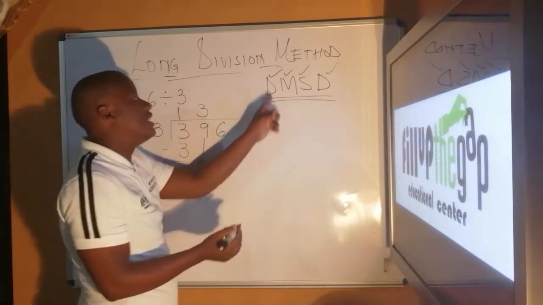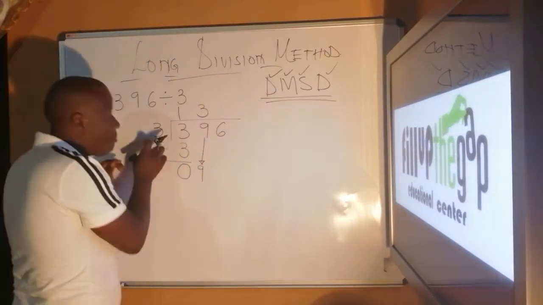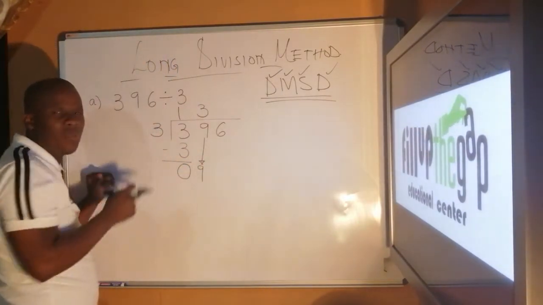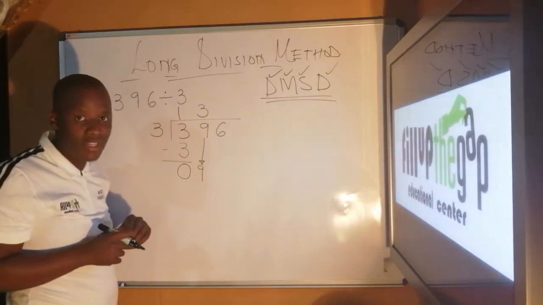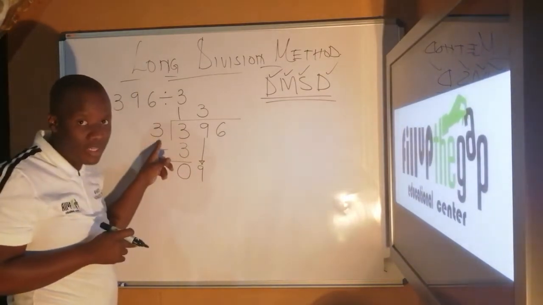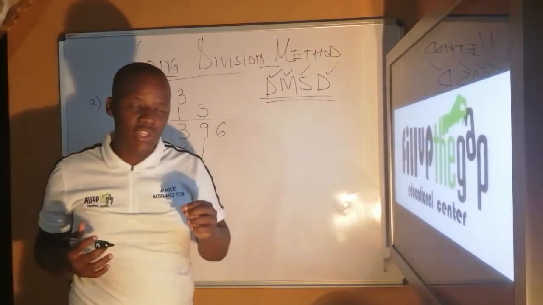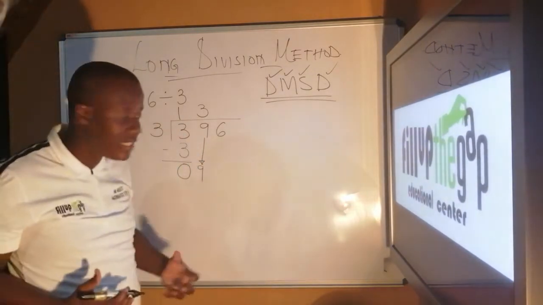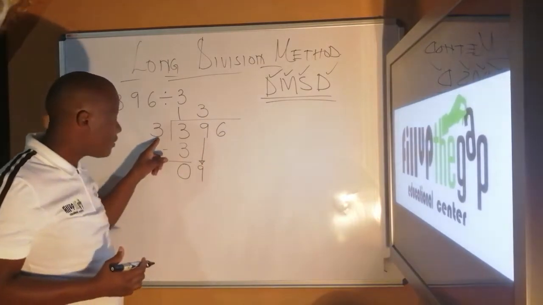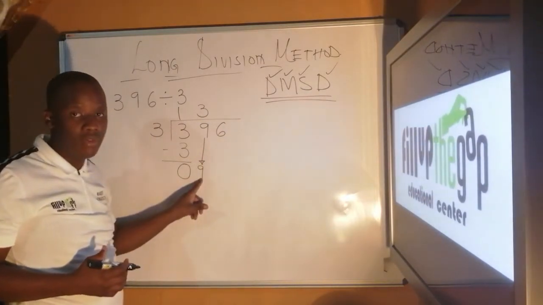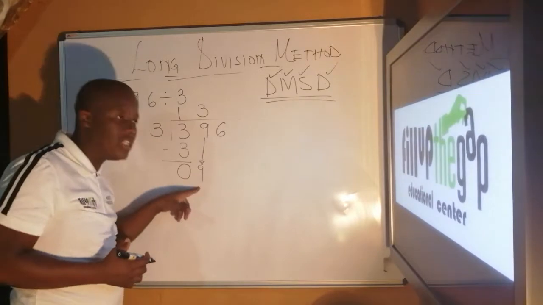So we're going to be dividing. Dividing what? Divide 9 by our divisor. This will always be our divisor. It can never be our dividend. Because most grade 9 learners that I teach right now have the tendency of saying 3 divided by 9, which is wrong. It has to be 9 divided by 3.